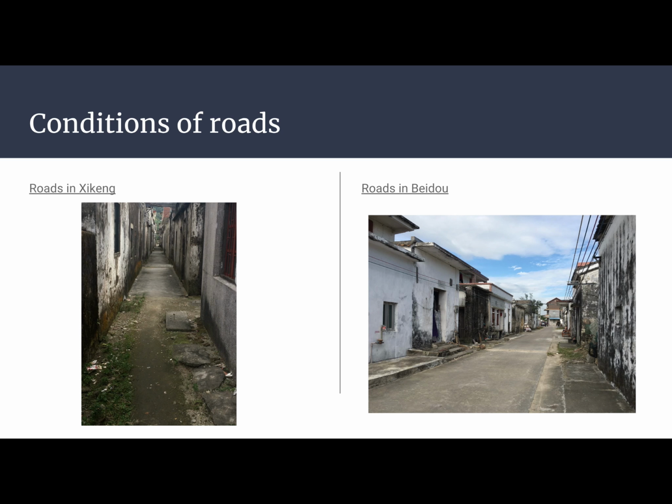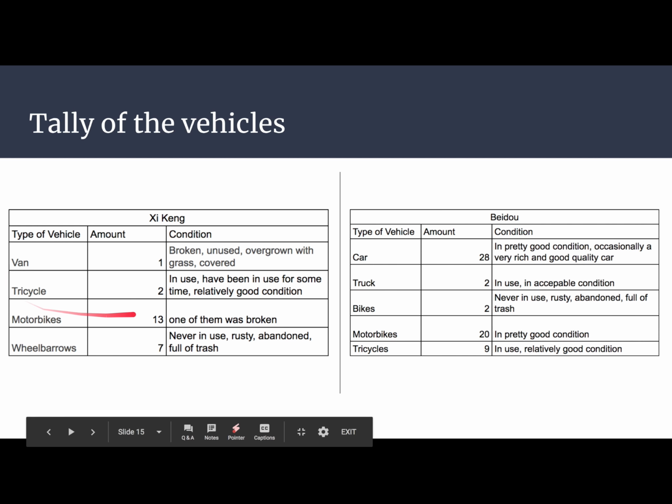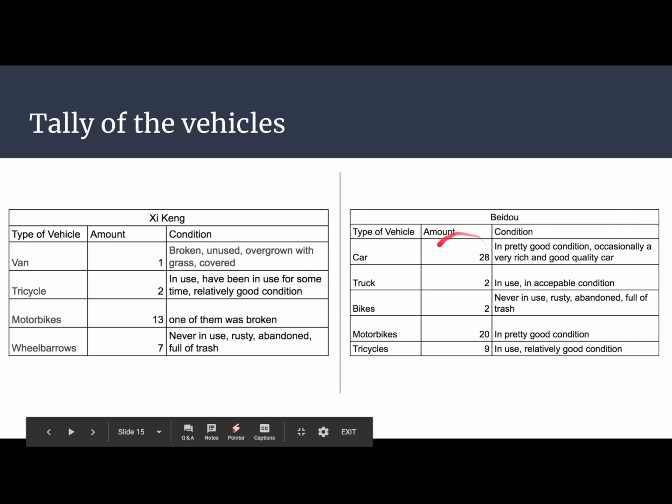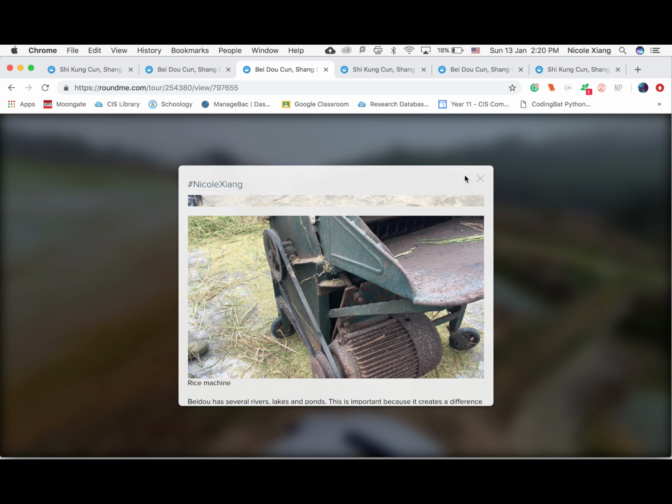Here's a tally that we can see of the types of transport between the two villages. As we can see, there are much bigger and modern vehicles in Beidou, namely cars and trucks. Furthermore, the general condition of the vehicles is better, and the total amount of the vehicles is greater. We can explore this further on the 360 map.